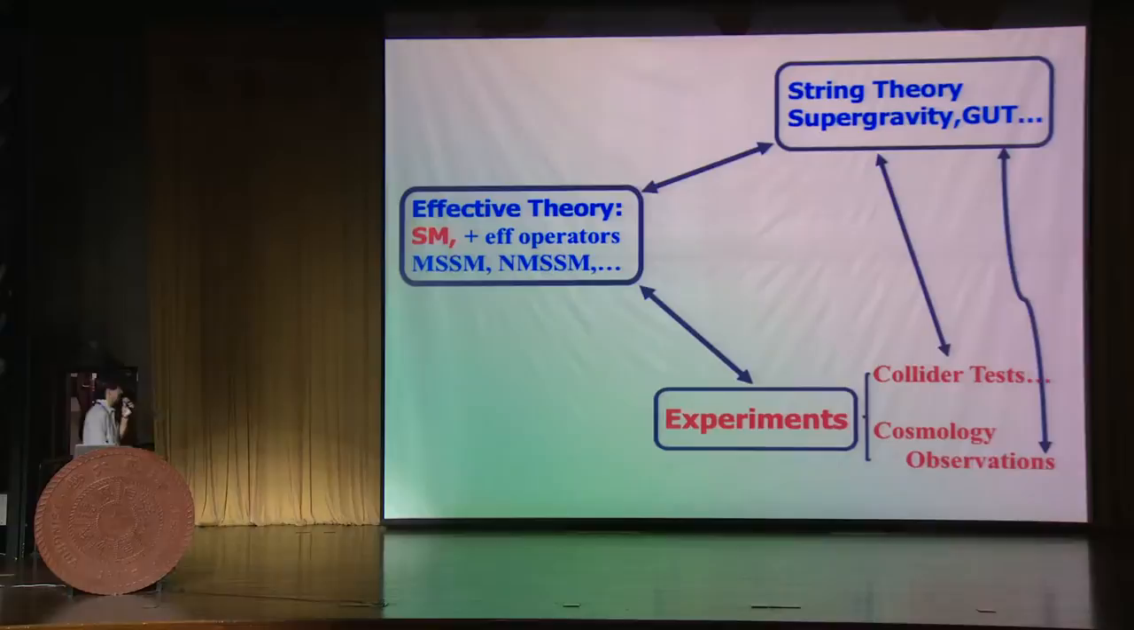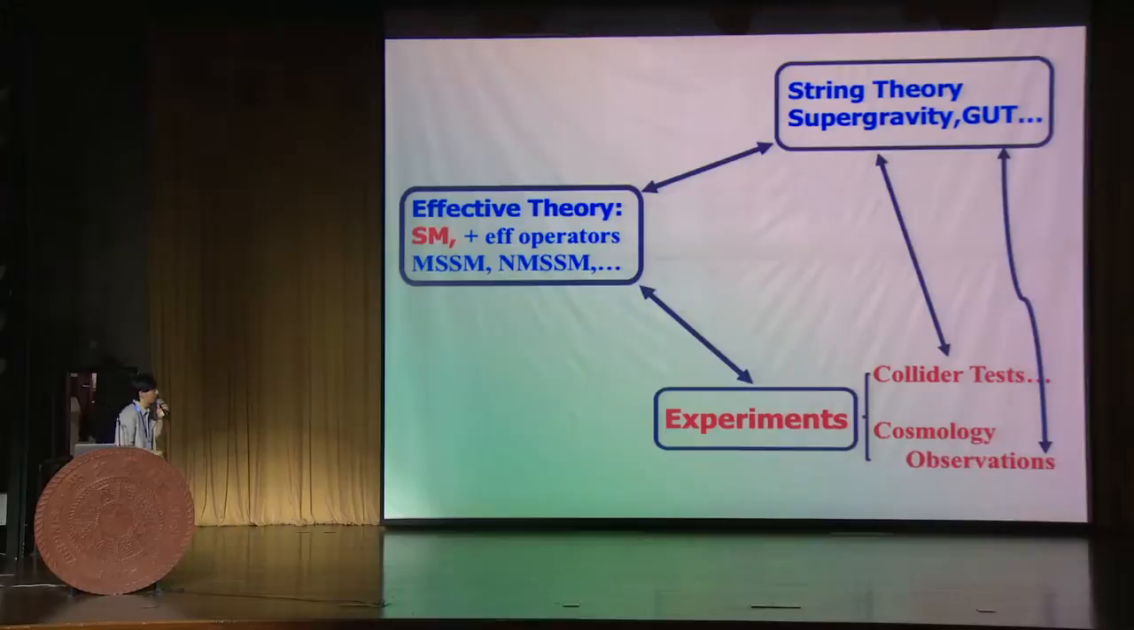And some of those effective theories, like the MSSM and the NMSSM and so on, could be embedded into a more complete UV theory at higher scales. So we have in the UV sector the string theory, near the Planck scale, and also supergravity and the GUT, which is not far away, around one or two orders of magnitude below the Planck scale. So it's important to see how we can test the theories and probe the new physics.